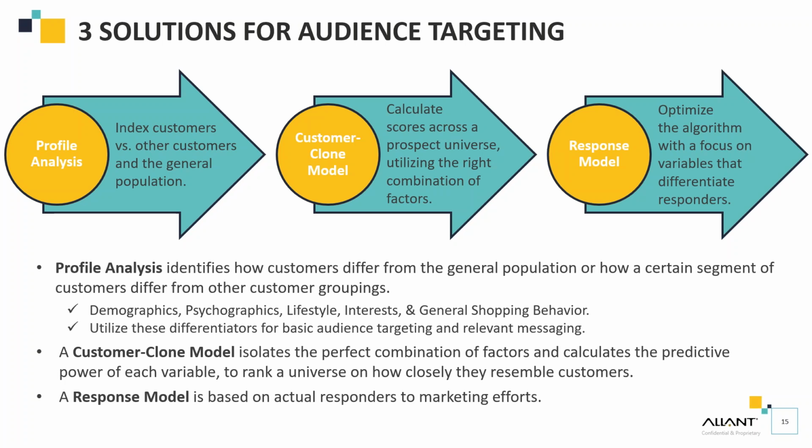You can build a customer clone model that calculates scores across the entire prospect universe, utilizes the right combination of different factors with differing degrees of predictive power, to really give you one final score to make that audience selection really, really easy. And then you can migrate to a response model where the algorithm is really optimized to just focus on those variables that differentiate responders. All right.